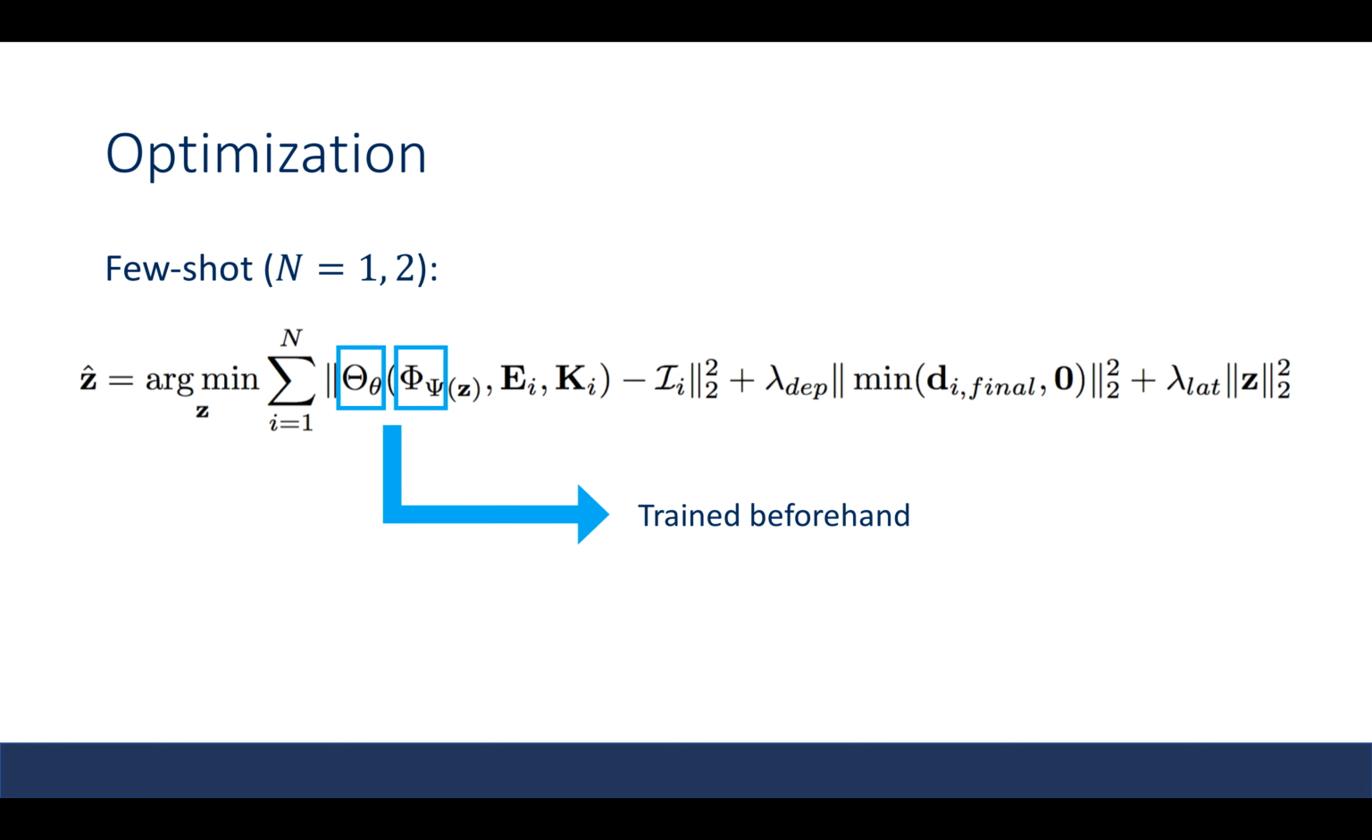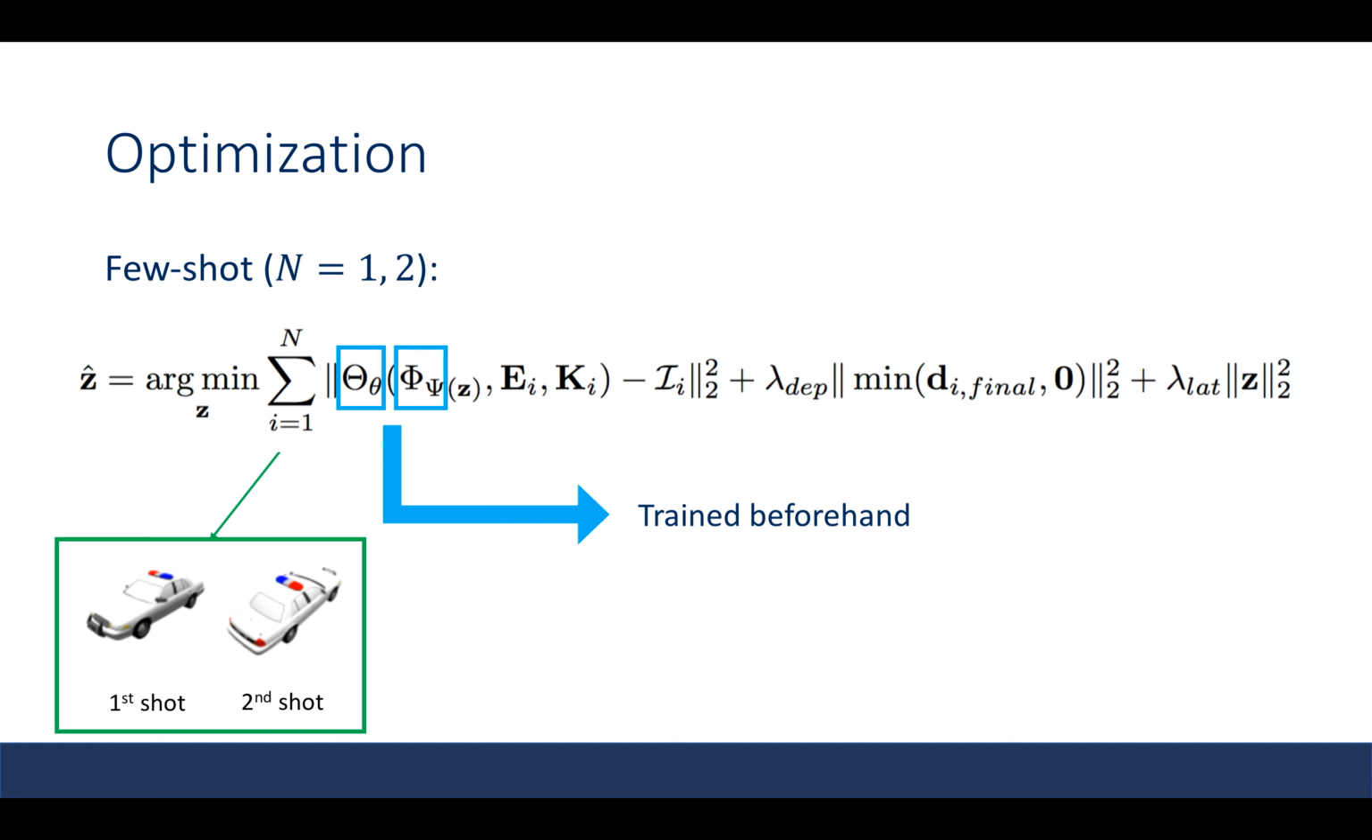To optimize in the few-shot setting, the assumption is that both the hypernetwork and neural renderer are trained faithfully. And with regard to just a few given observations of a new instance, we find the optimal latent code using the same objective as before. Now let's have a brief overview of the results and discuss them.